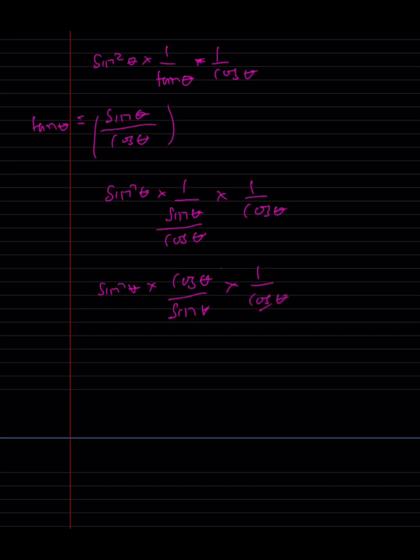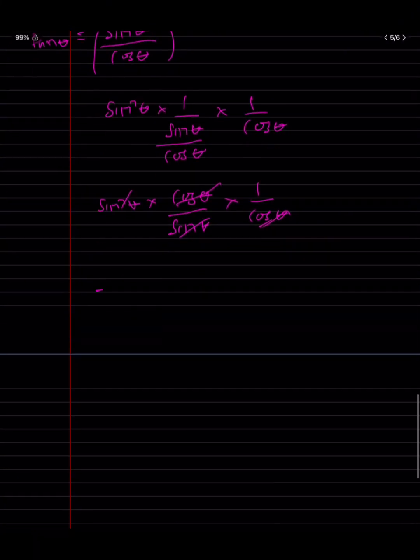Now cos theta cancels with cos theta, and sine theta cancels one of the sine theta in the sine squared theta, and the resultant answer is sine theta, which is the right hand side. So this is how useful these trigonometric identities are. But before I go on, let's look at the second example.